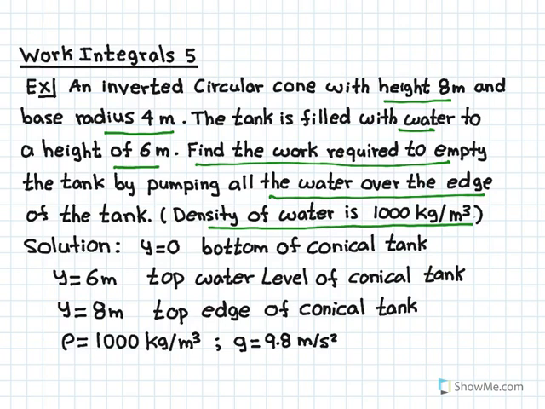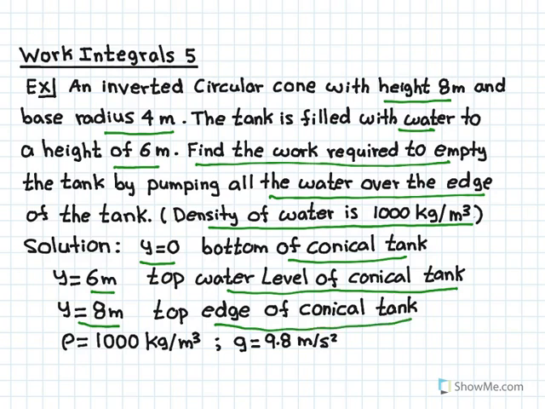So we start by defining some variables. Y equals 0 is the bottom of the conical tank. Y equals 6 is the top water level of the conical tank. Y equals 8 is the top edge of the conical tank, or equivalently the height of the conical tank. The density of water is 1,000 kilograms per meter cubed. And the gravity, of course, is 9.8 meters per second squared.